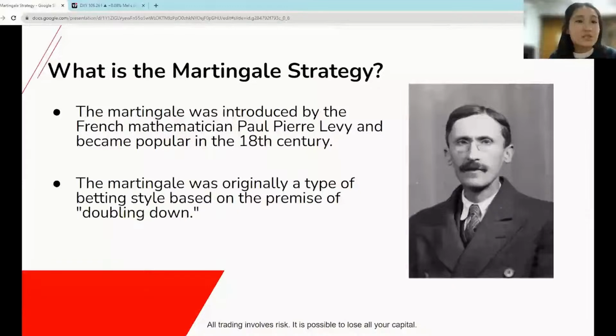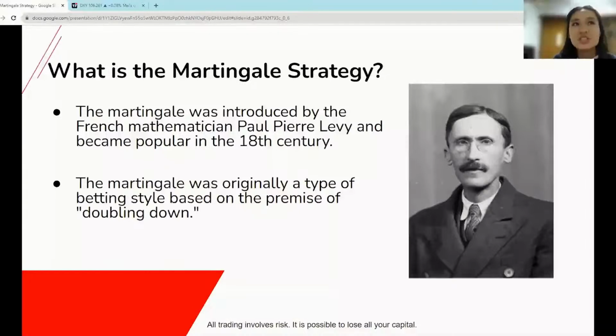The martingale was introduced by French mathematician Paul Pierre Levy and became popular in the 18th century. The martingale was originally a type of betting style based on the premise of doubling down. However, the American mathematician Joseph Leo Doob continued to work on the martingale strategy, but he sought to disprove the possibility of a 100% profitable betting strategy.